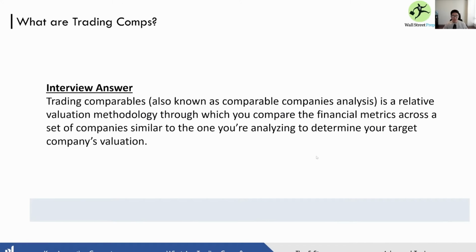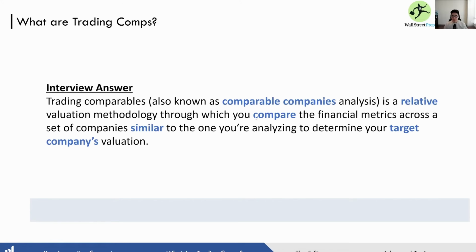So the interview answer that you would maybe want to give at an investment banking interview is that trading comparables, also known as comparable companies analysis, is a relative valuation methodology through which you compare the financial metrics across a set of companies similar to the one you're analyzing to determine your target company's valuation.